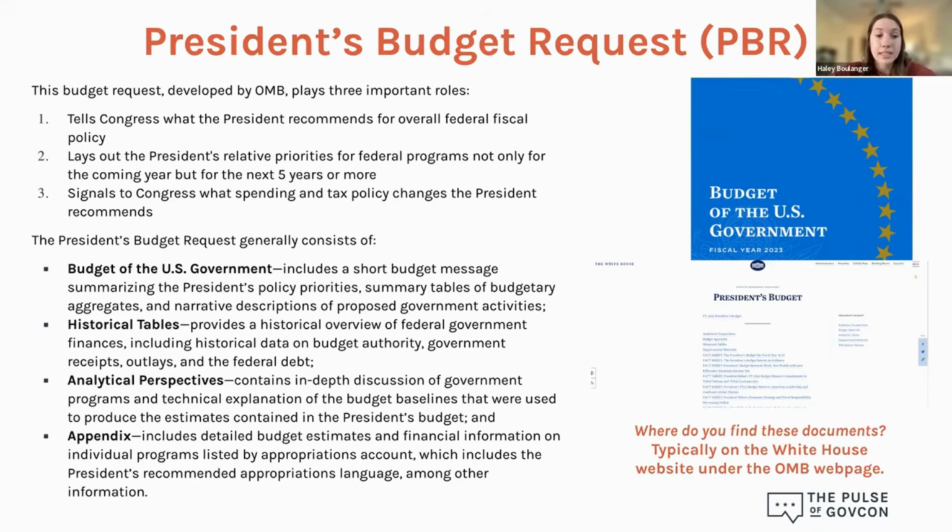Analytical perspectives contain an in-depth discussion of government programs, a technical explanation of the budget baselines that were used to produce the estimates contained in the president's budget. And lastly, the appendix includes detailed budget estimates and financial information on the individual programs listed by appropriations account, which includes the president's recommended appropriations language, among other information. This information can be found on the White House website under the OMB webpage.